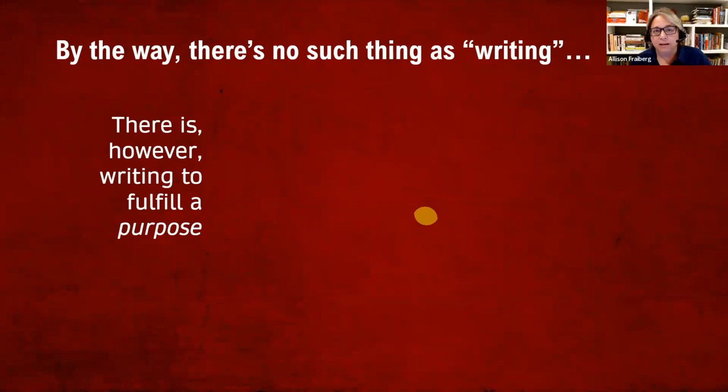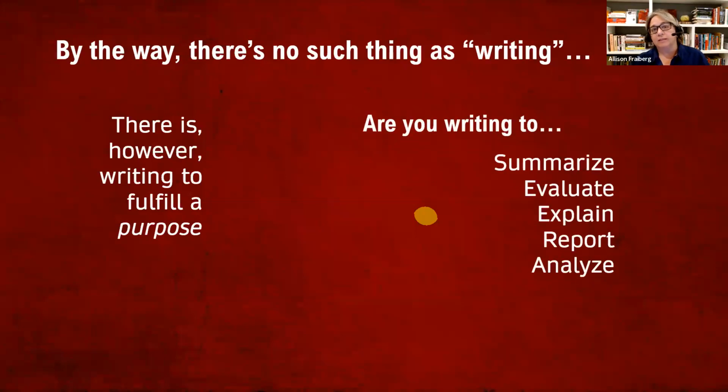And it's the same thing for writing. We use different kinds of writing for different kinds of purposes. For example, if you're writing to summarize, you're going to write a certain way. If you're writing to evaluate, you're going to write in a different way. Report, analyze, explain, all those different types of purposes. You're going to write in a different way. So I instantly have a visceral reaction when someone says, "Oh, I have to write a paper." Well, what are you trying to achieve? Right? And we're going to focus on analysis here.